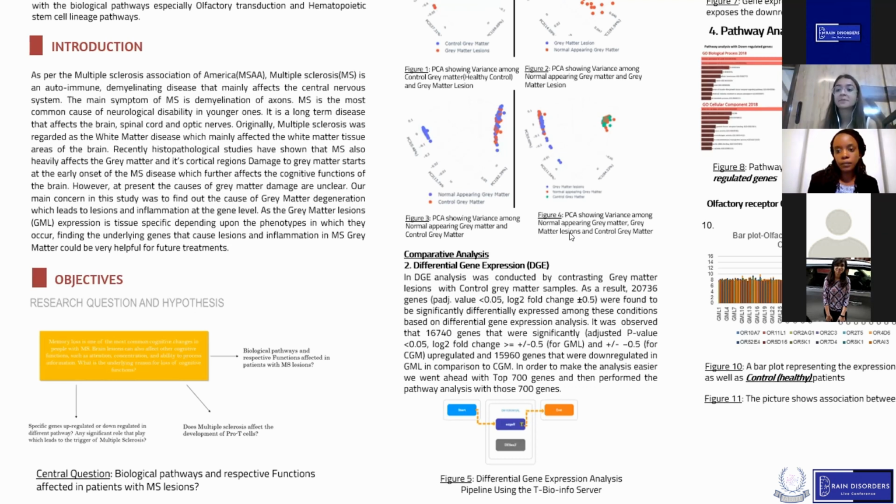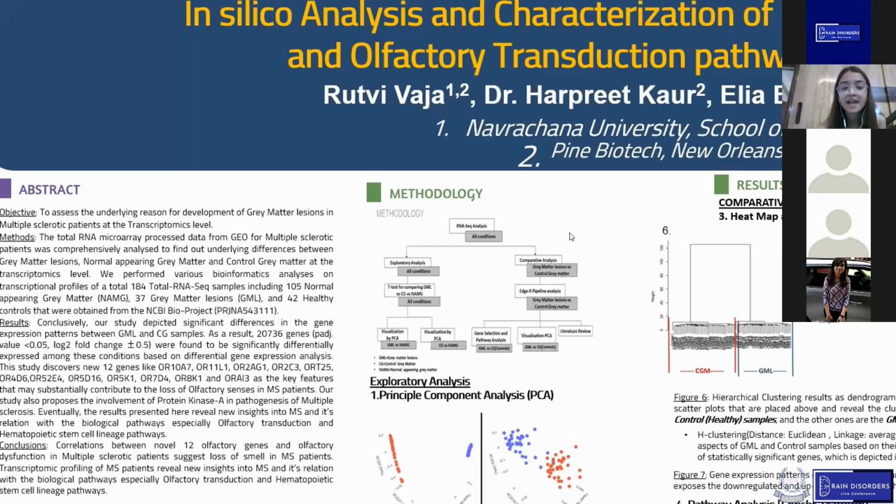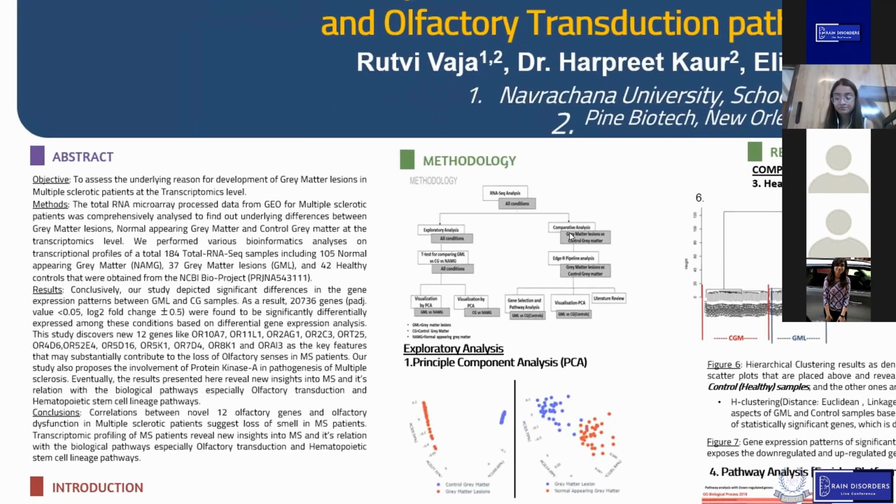My third and final hypothesis was to find out the upregulated or downregulated genes in affected biological pathways of multiple sclerotic patients. To start with my study, I took a data set from NCBI GEO. That data set consisted of 184 total RNA-seq samples, out of which 105 were samples of multiple sclerotic patients without any gray matter lesions, 37 were samples of patients with multiple sclerosis with gray matter lesions, and the remaining 42 were the control samples, which were used for comparing and contrasting.